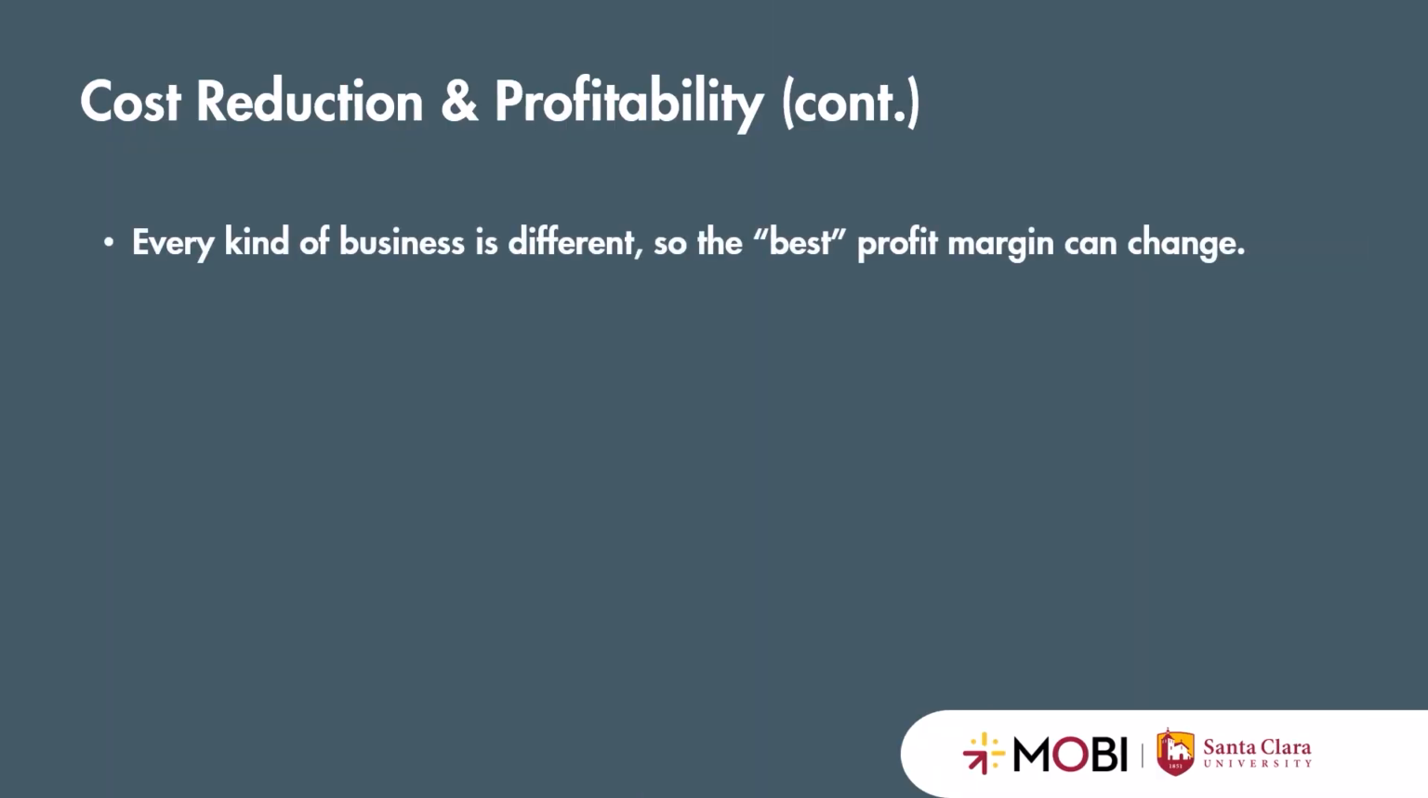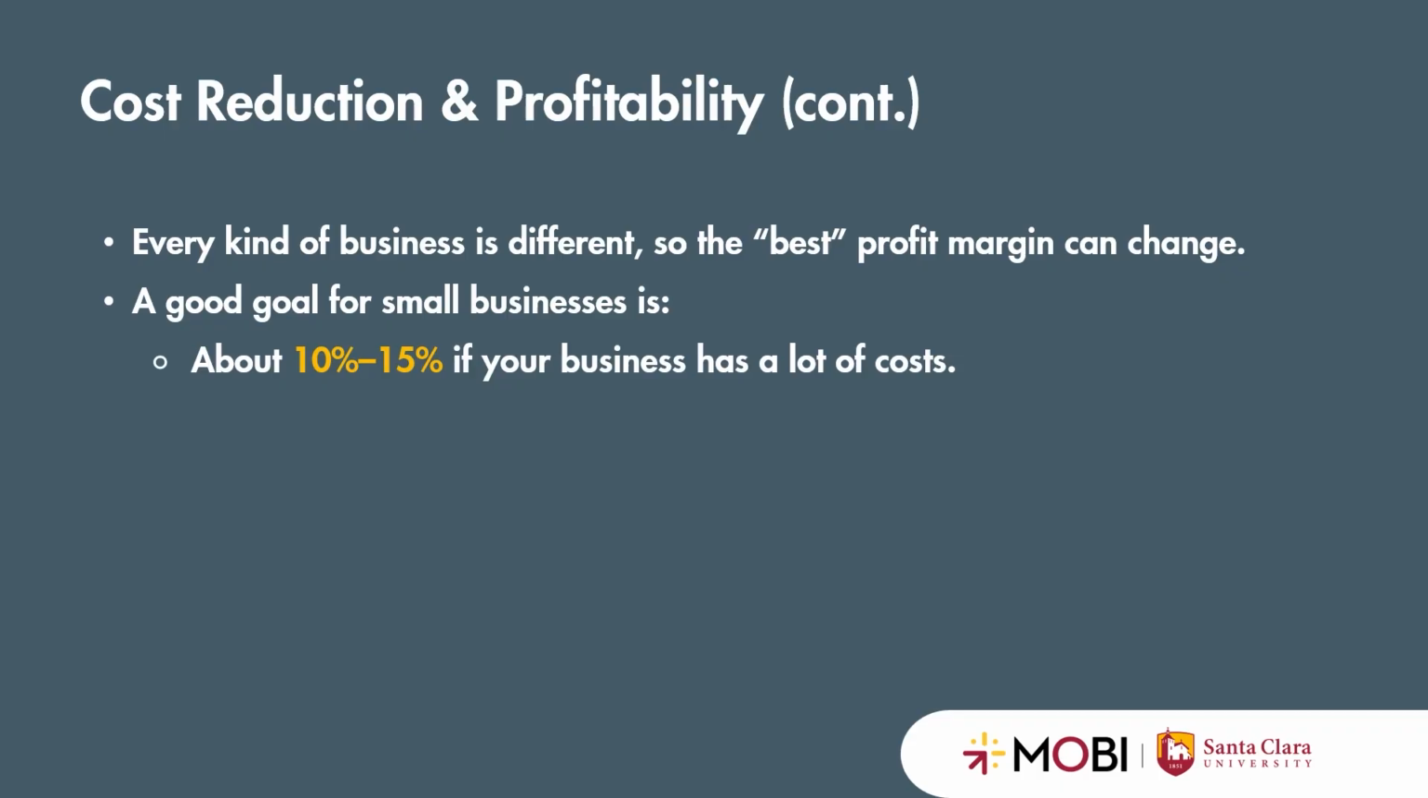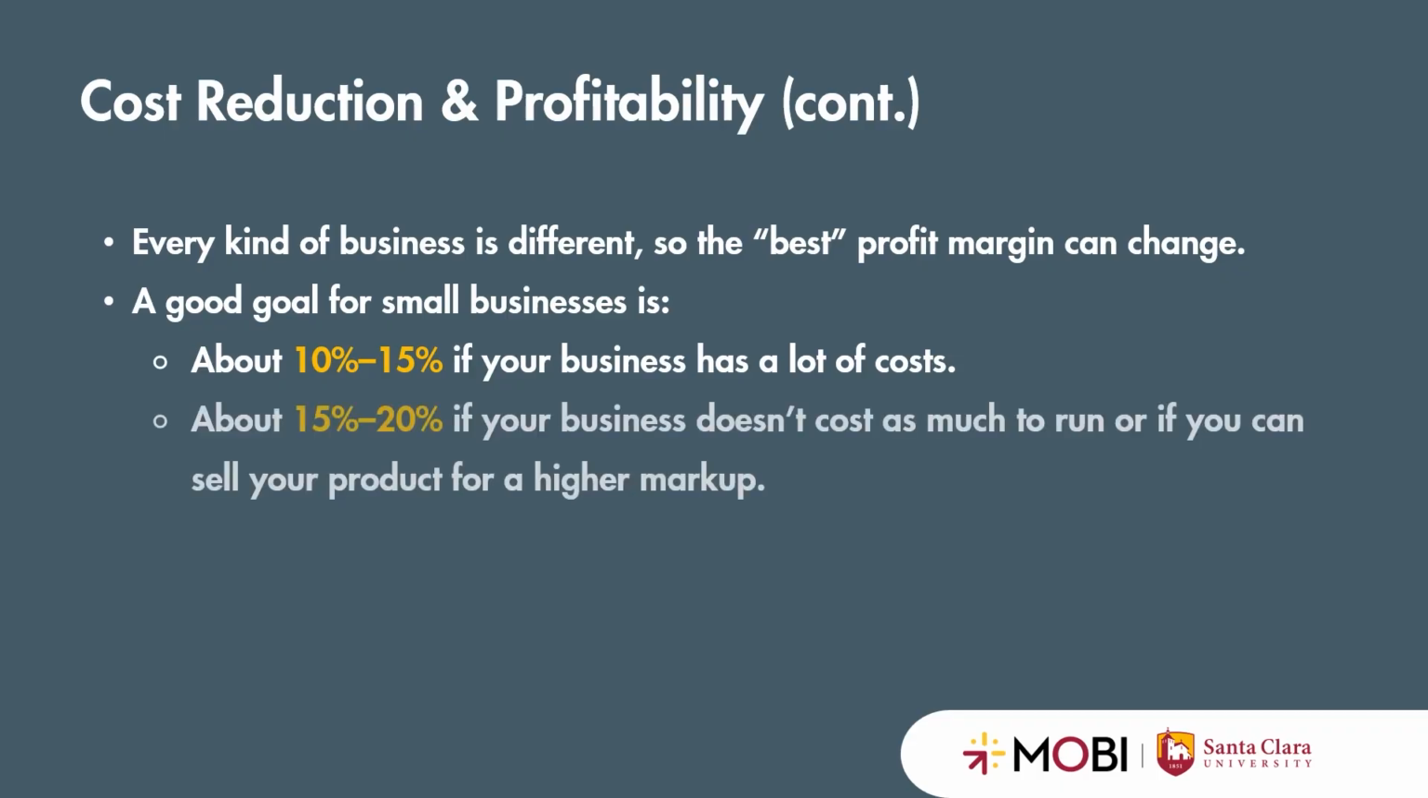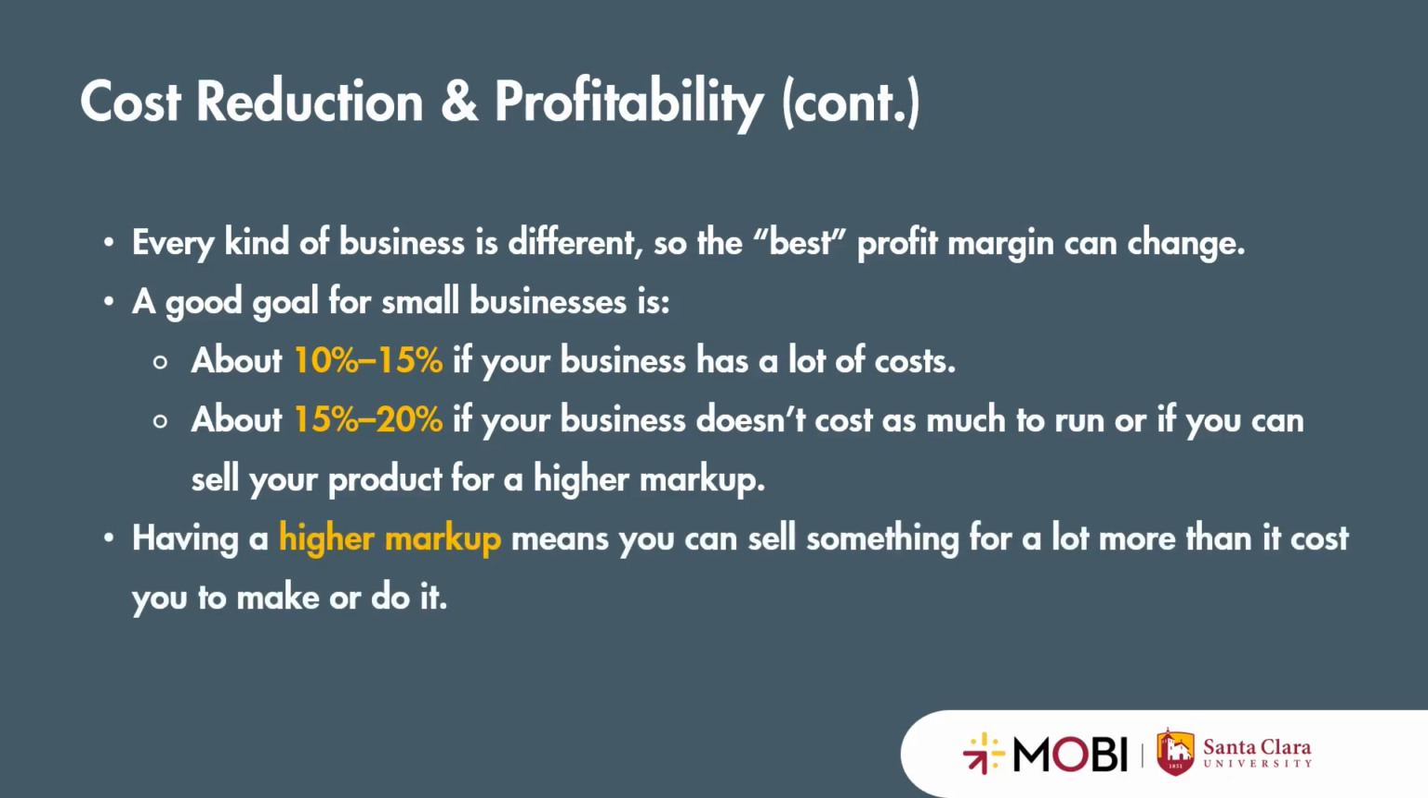Every kind of business is different, so the best profit margin can change. But a good goal for small business is about 10 to 15% if your business has a lot of cost, like paying for workers or supplies. About 15 to 20% if your business doesn't cost as much to run, or if you can sell your product for a higher markup. Having a higher markup means you can sell something for a lot more than it costs you to make it or do it.